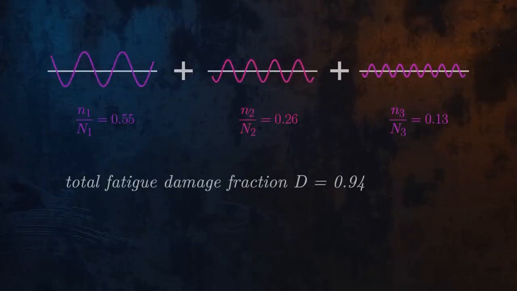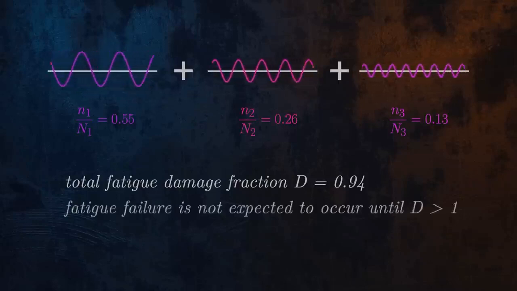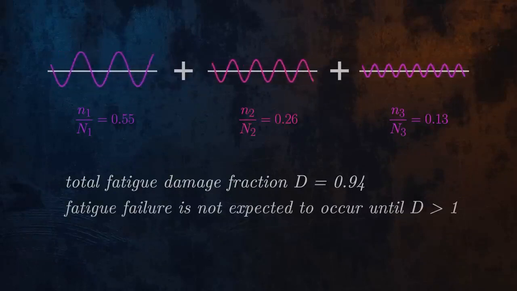In this example, the damage fraction D sums to 0.94. This is less than 1, and so fatigue failure has not occurred.